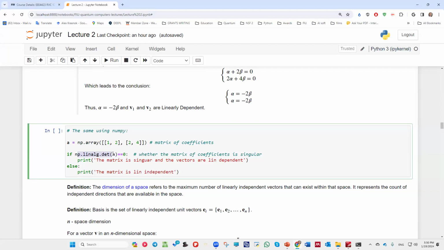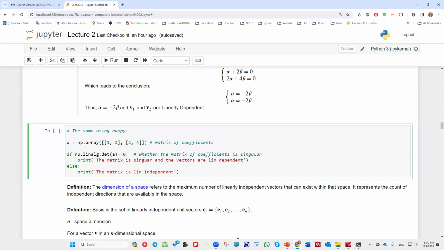So I just call this function, okay, and check whether this determinant is equal to 0. So this is the Boolean operation which checks if the determinant is 0 or not, and it returns two options, true and false, right? So if the return is true, then the code is asked to print this line here: The matrix is singular and the vectors are linearly dependent.